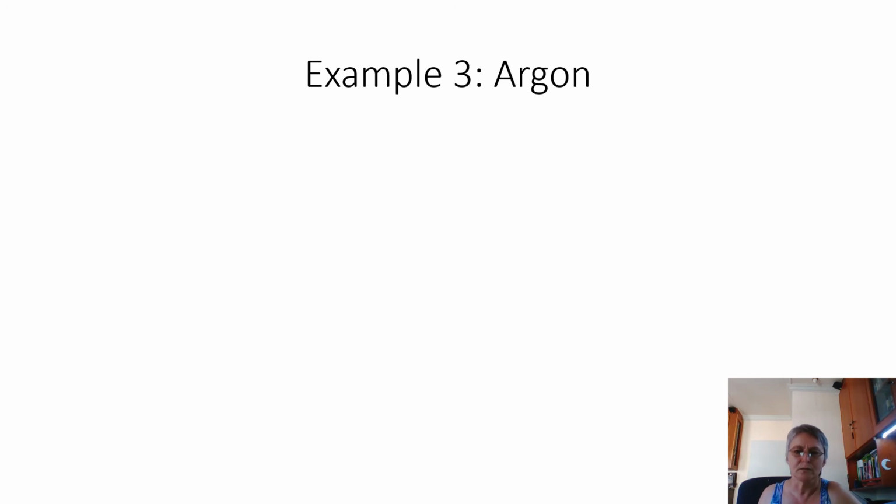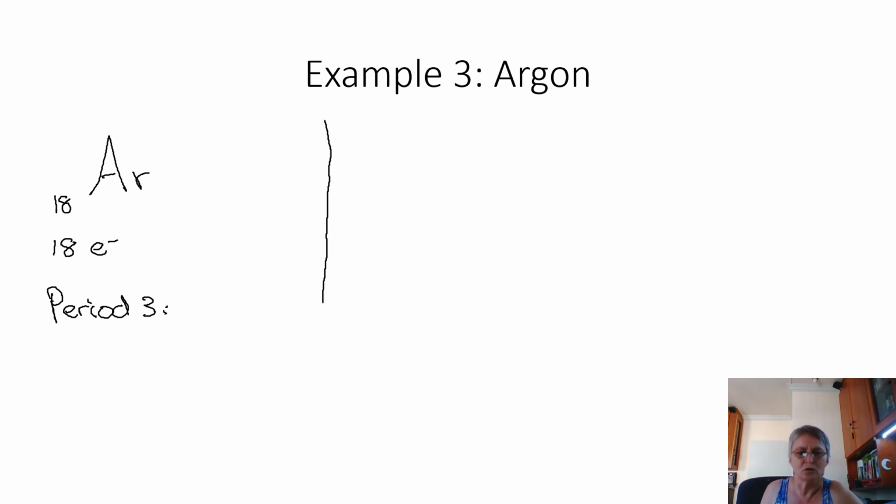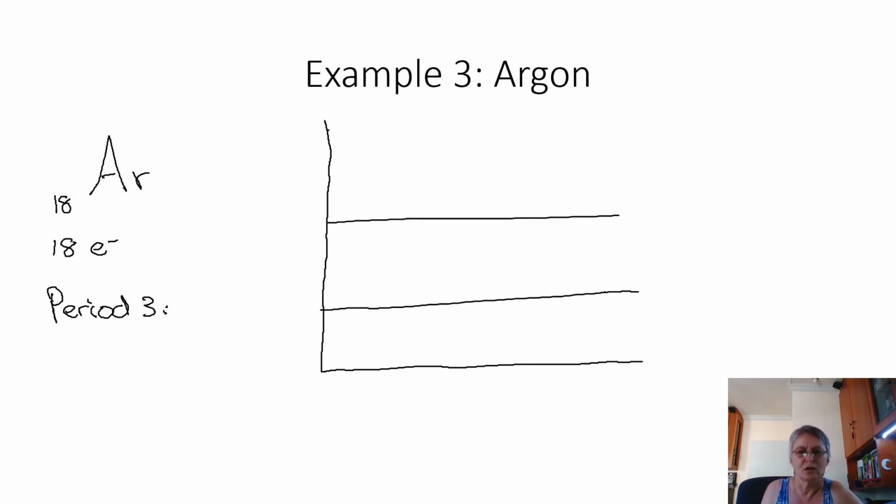Example 3, the last one for this slideshow, is argon. So argon has an atomic number of 18, so there will be 18 electrons, and it's in period 3. So period 3 means 3 energy levels. So I need more space here. First energy level, second energy level, third energy level. E for energy, 3, 2, 1.